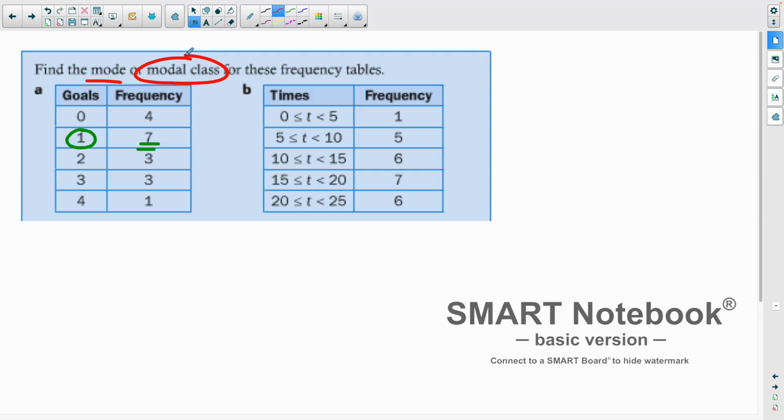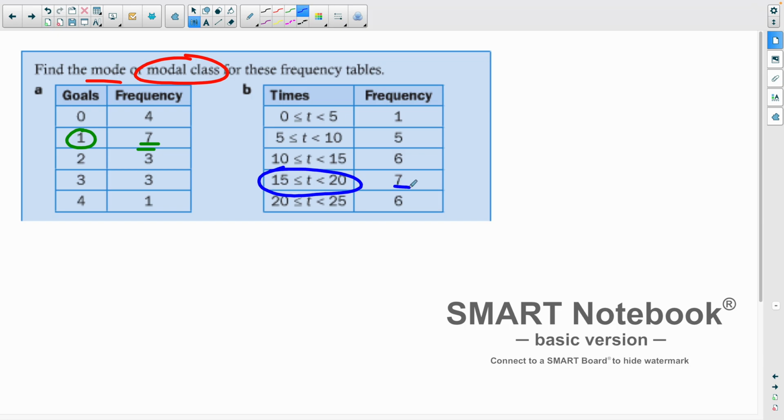All right? So, what do we call this table over here? That's a grouped frequency table. That's exactly what that is. So 0 to 5 seconds, 5 to 10 seconds, 10 to 15 seconds, so forth. Where's my modal class? In the 15 to 20. It's the one that occurred the most.